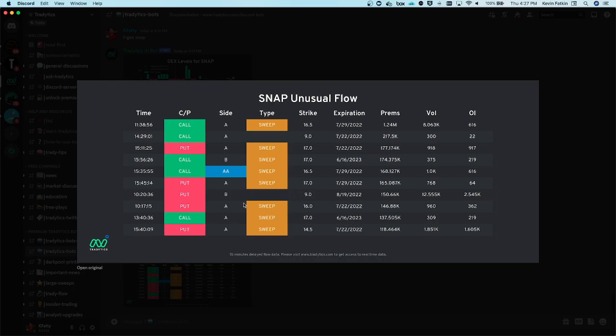Doesn't really go against our thesis. Again, some put buying earlier in the day. Now this would be some call buying, but this is further out expiration, so we don't necessarily care about that. And then again, some put buying. So this all looks really good. Right now, everything we looked at, we're sort of 6 for 6.